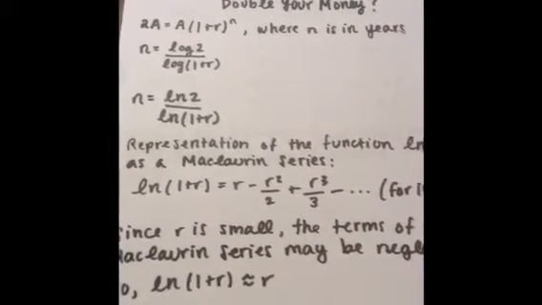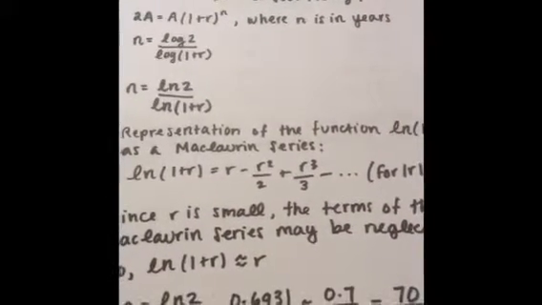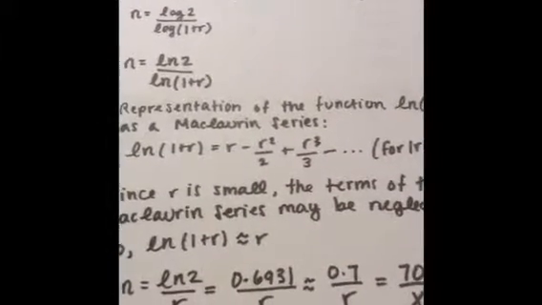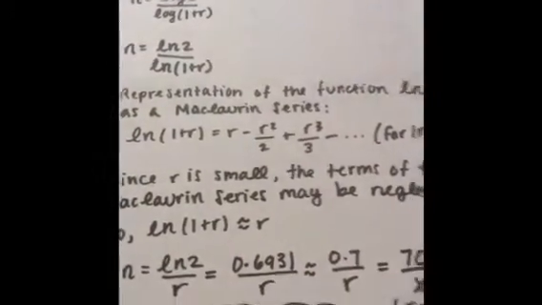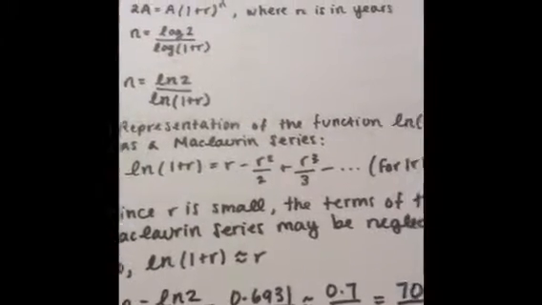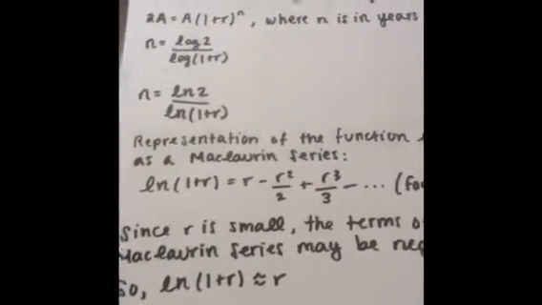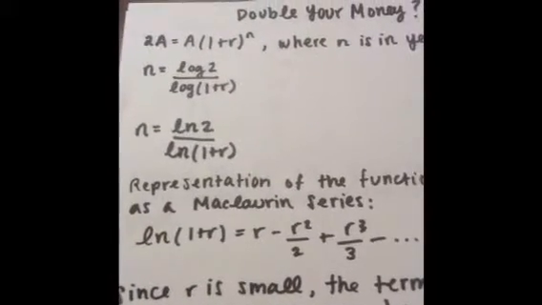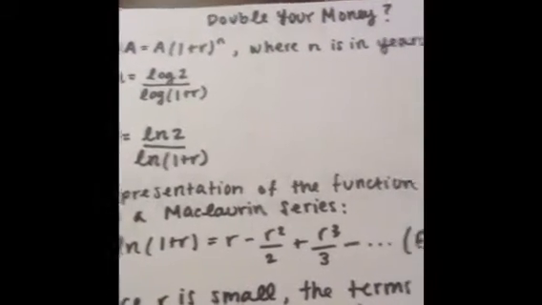2A equals A times quantity 1 plus r to the nth power. If an amount A is invested at an interest rate of r, the problem is to determine n, where n is in years, to determine how long it will take to double your investment. Using simple algebra, we solve for n to get log of 2 over log of 1 plus r.